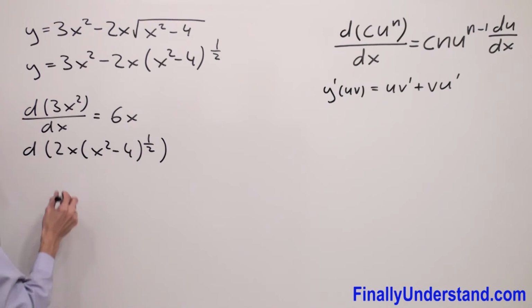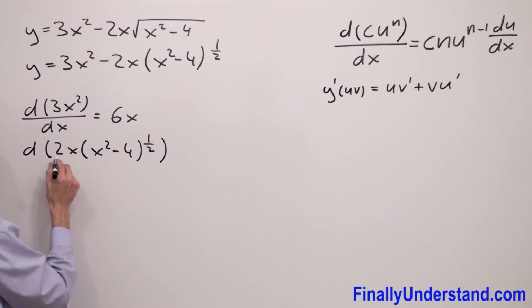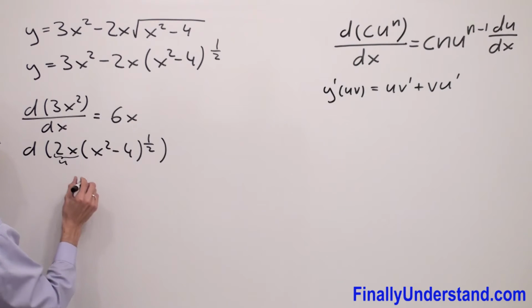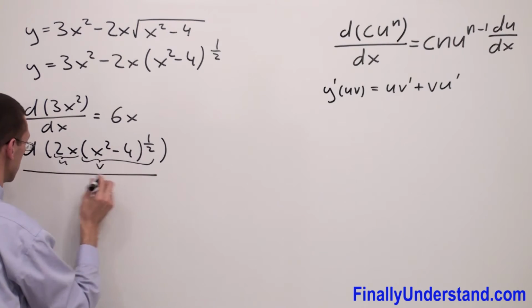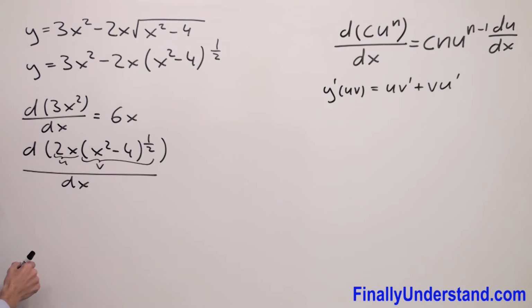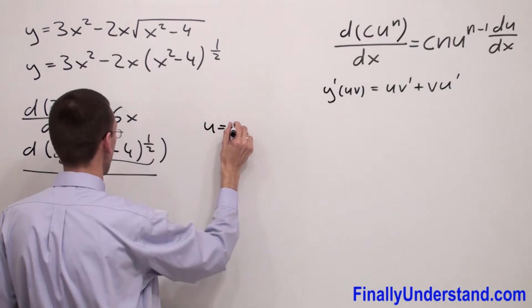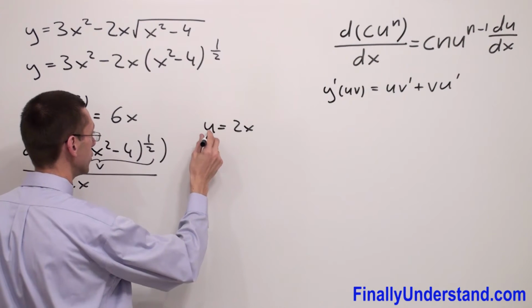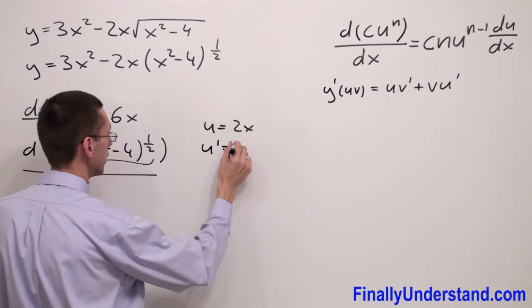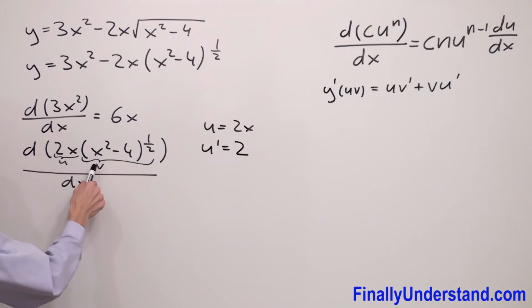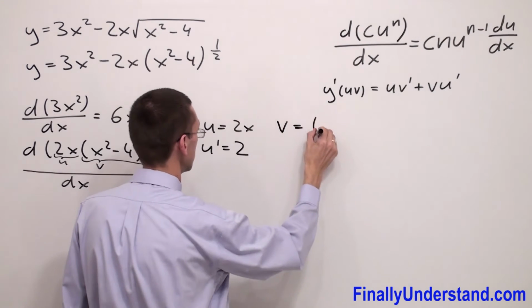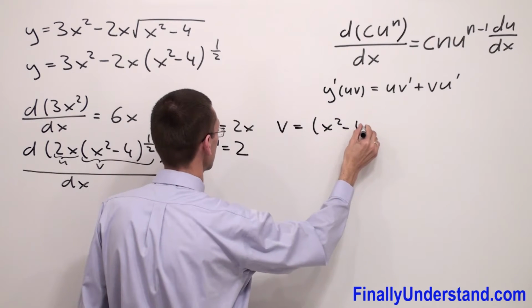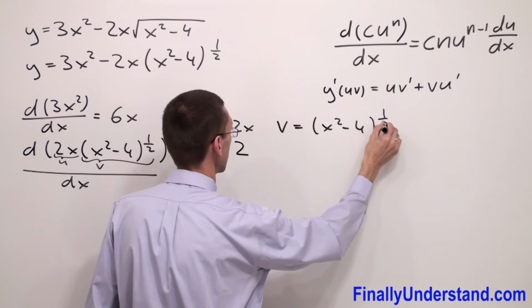Okay, so this is the derivative of the product. So this is my u, and this is going to be my v. Okay, of course everything is over dx. So I have u. U is equal 2x. Next I have to find the derivative of u. U prime is equal to. Next I have to look at my v. V is equal (x squared minus 4), and everything is raised to power 1/2.